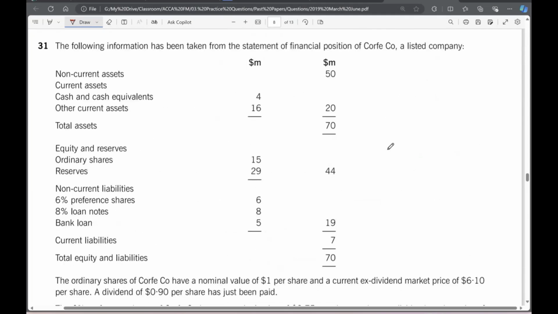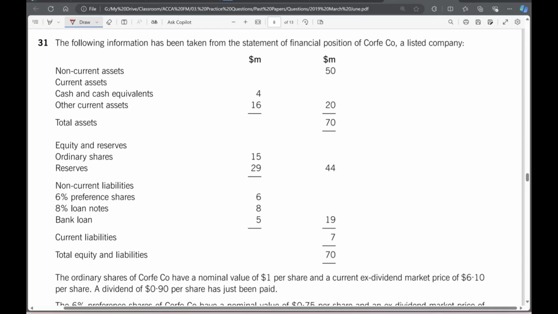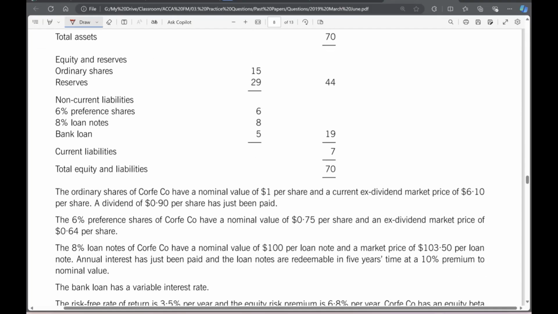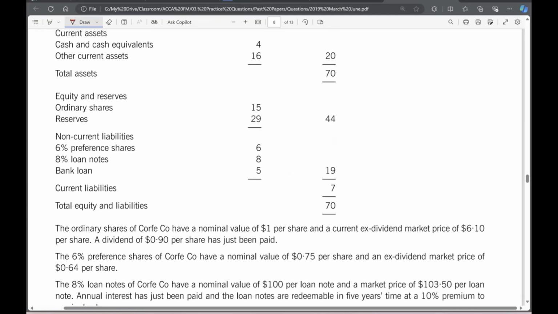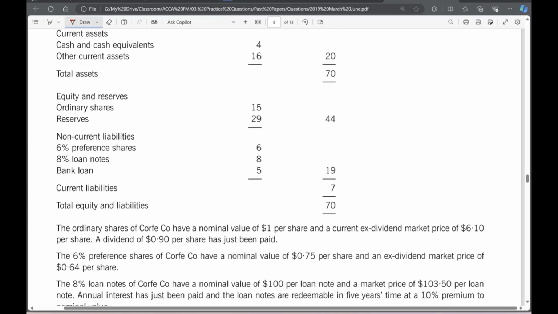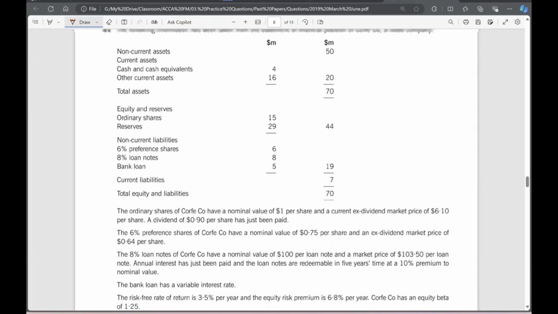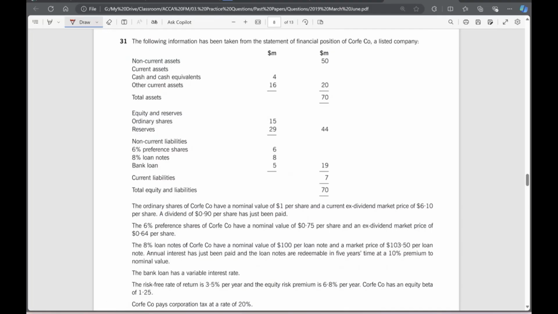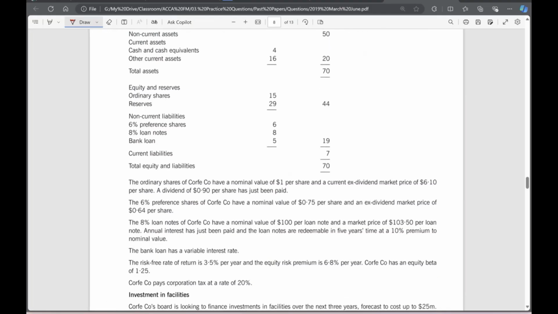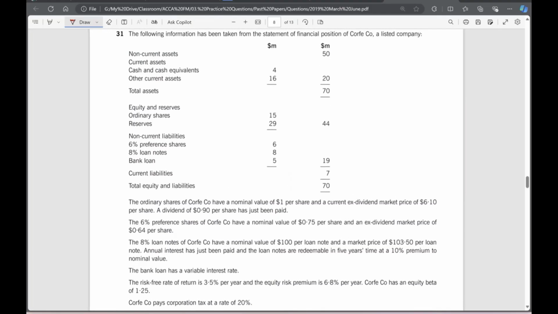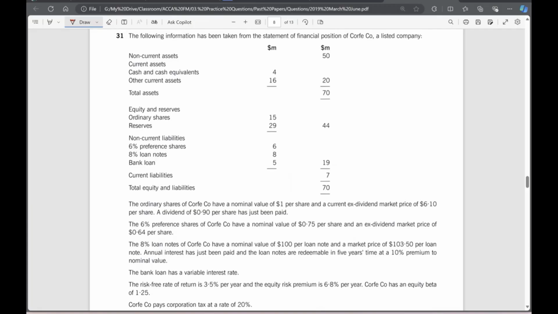Okay, so here you see we have what? We have ordinary shares, we have preference shares, we have loan notes, we have bank loan. We have 4 things. Okay, read it and try it. Okay, can I make it a little bit smaller? If it's not readable, let me know, right? Yeah, that's it. That's the total data to calculate the WACC.